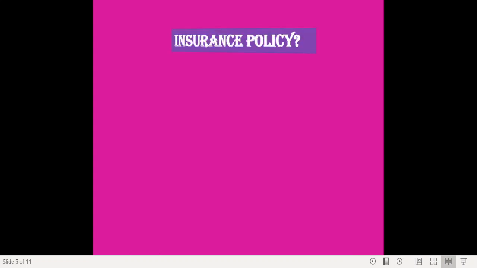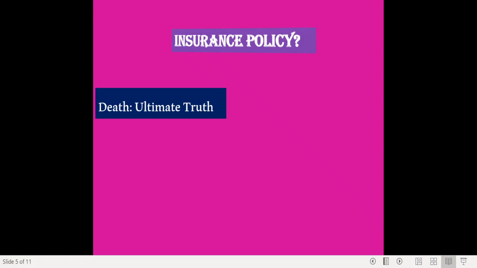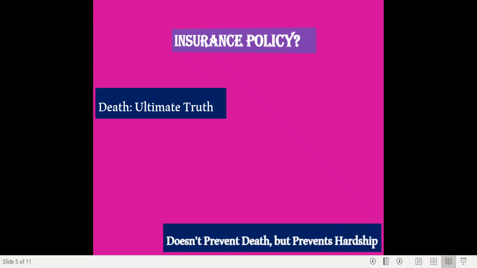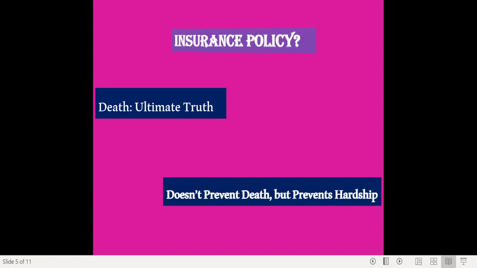So when we talk about insurance policy, it is basically an attempt to protect the dependents after the death of the breadwinner. So we all know that death is the ultimate truth and it's going to happen one or the other day. And when you buy an insurance policy, it is not going to prevent death. It only prevents the hardship that results on the dependents because of the death. The widow, widower, or children, old parents, they get some kind of relief in the form of monetary benefits. That's the purpose of insurance policy.